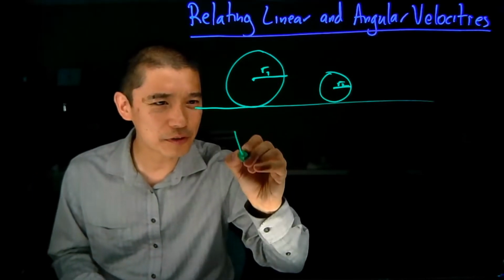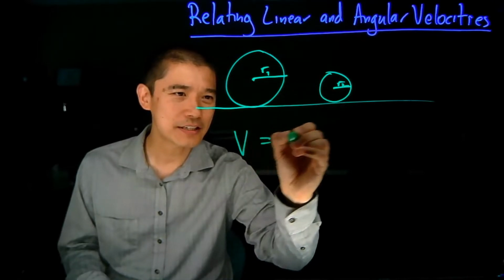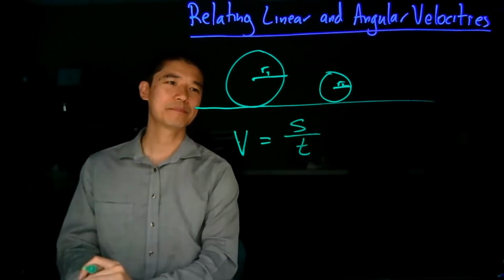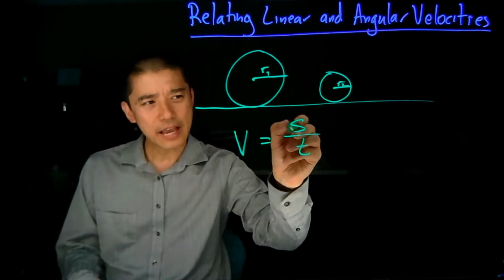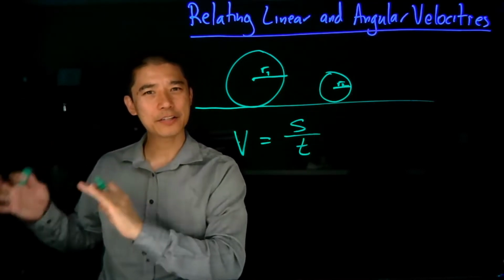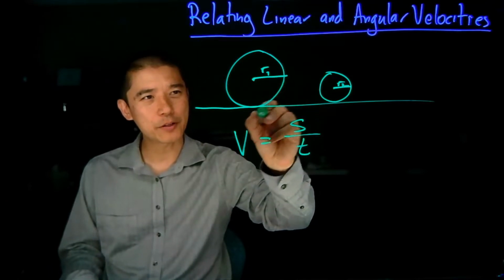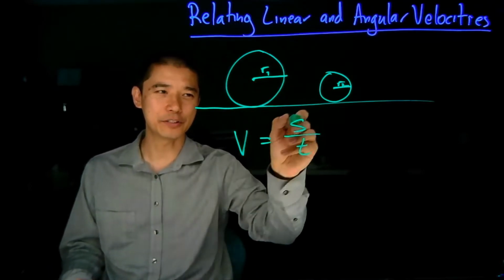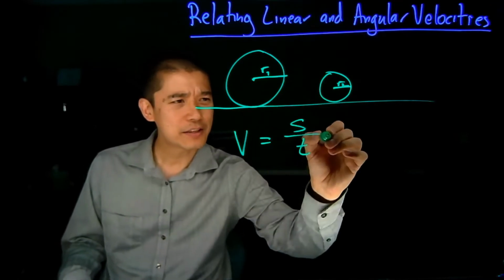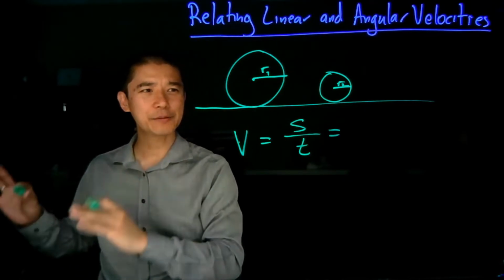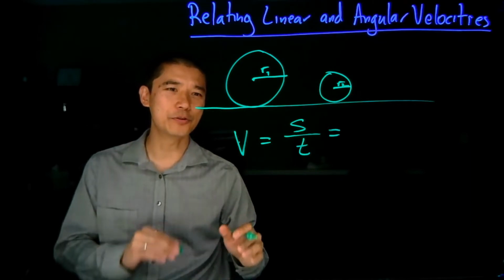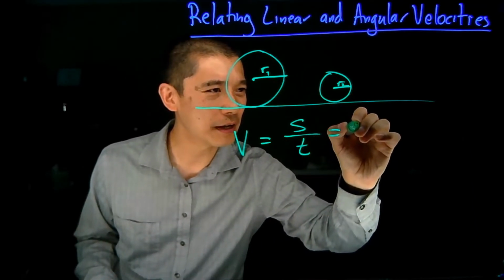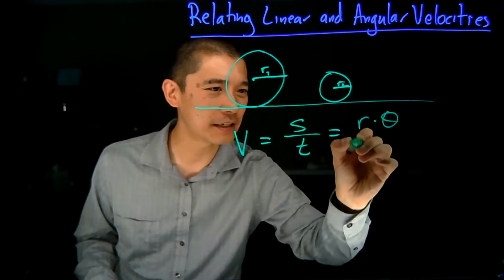And so let's start with the linear velocity. Velocity is equal to how far it travels per amount of time. This s right here, if you think back to the example we just talked about, corresponds to an arc length. How far around this circle have you traveled in some amount of time? And so rather than using s, we can relate this back to the angle using the arc length formula. S is equal to r times theta.